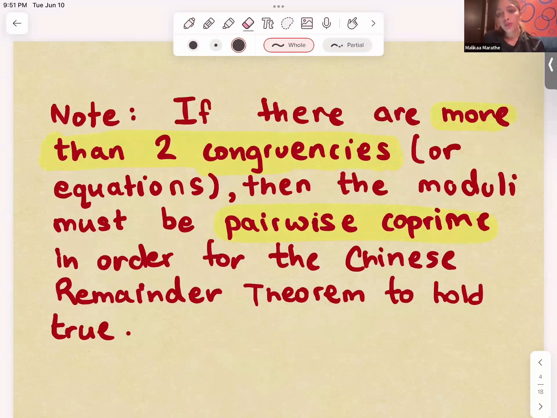Okay. Important note before we begin is that if there's more than 2 congruences, so you have more than 2 equations that you're supposed to solve for, then the moduli must be pairwise coprime. So if there's 3, then every pair of 2 has to be coprime to each other. And if there's 5, then every pair of 2 within those 5 has to be coprime to each other in order for the Chinese remainder theorem to hold true. So it's just something that we're going to verify each time to make sure that you can get a unique solution with modulus capital N, which would be the product of all the moduli.